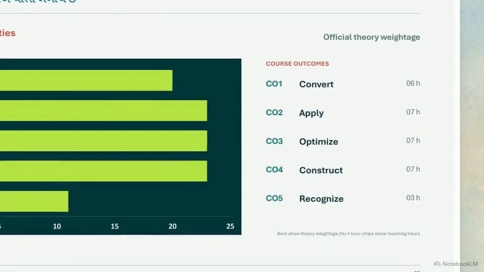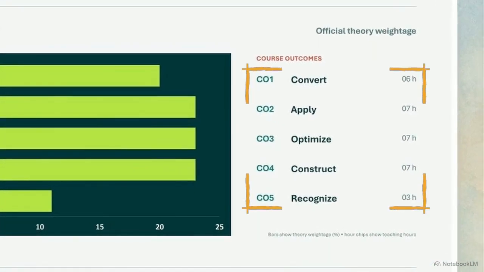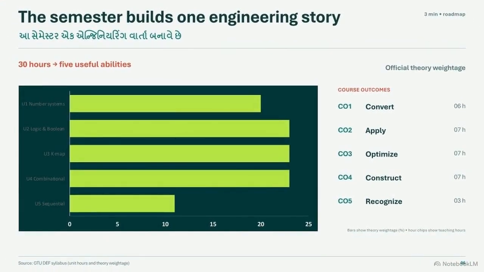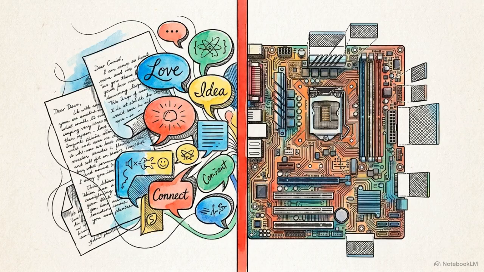This bar chart outlines the roadmap for the entire 30-hour semester. Over 5 specific units, you will acquire 5 distinct cognitive abilities: convert, apply, optimize, construct, and recognize. By the end, you will have theoretically built a computer's brain from scratch. The process starts with data in Unit 1.